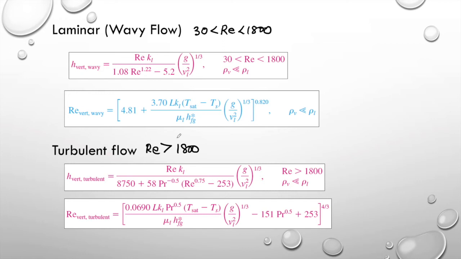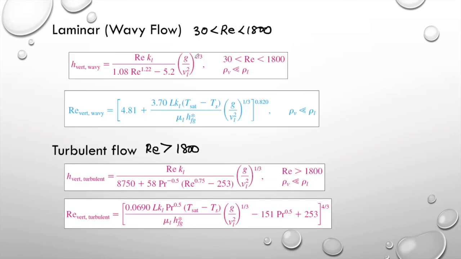Now we have to make an assumption. The first assumption must be wavy laminar flow. So when we assume wavy laminar flow, we directly use the Reynolds number vertical wavy.